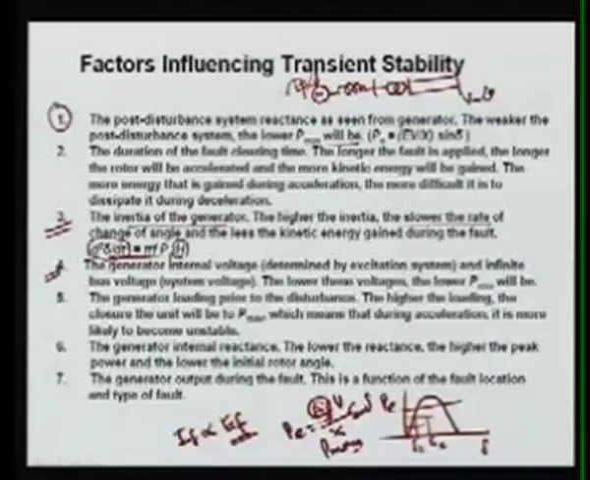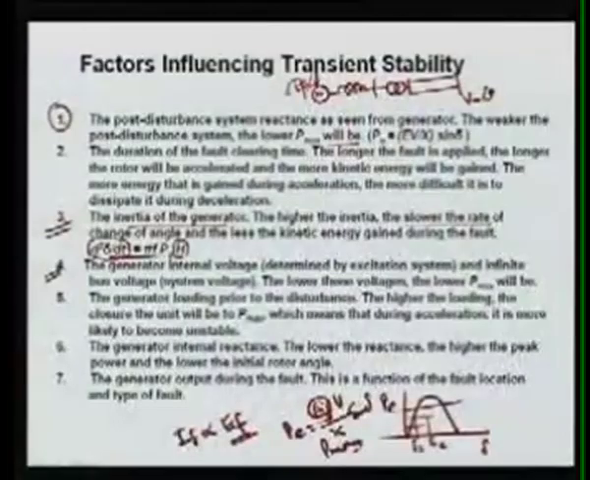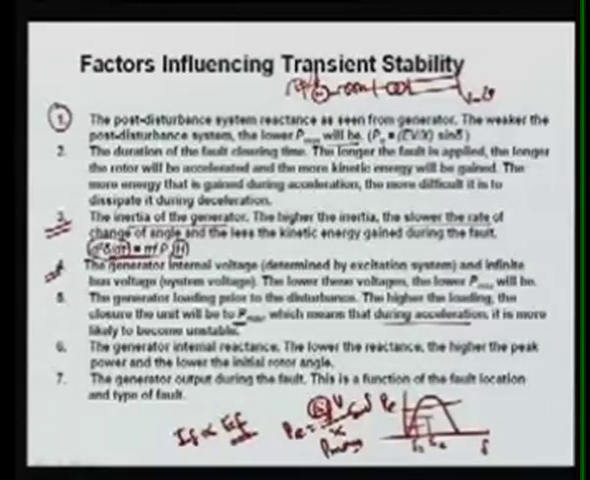If it is lightly loaded, then your system is more stable. If it is highly loaded, then again the stability will be very, very less, and we have to be very, very clear. Again, we have seen by increasing the initial loading, and I showed that one example using the equal area criteria. So loading is also very important. The higher the loading, the closer the unit is to the limit, which means that during acceleration it is more likely to become unstable.